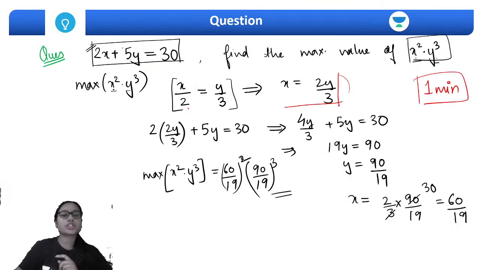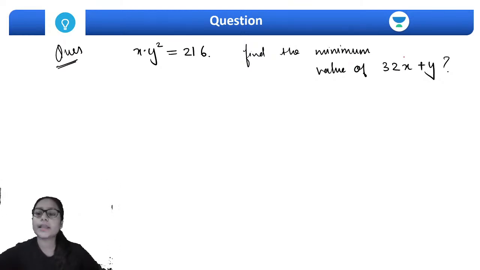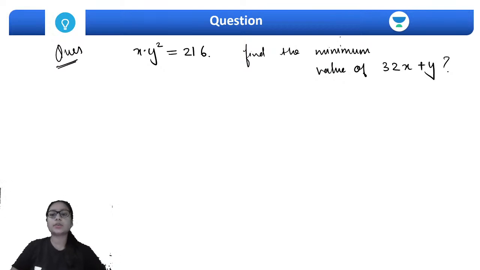Now in the previous question, we had an equation and we had to find the maximum value. Now here we have this equation and we have to find the minimum value of 32x plus y. Alright, please try to solve this question. You have 3 minutes to solve this.